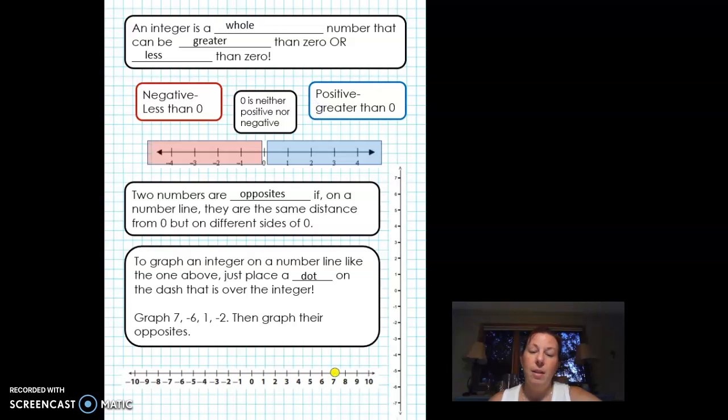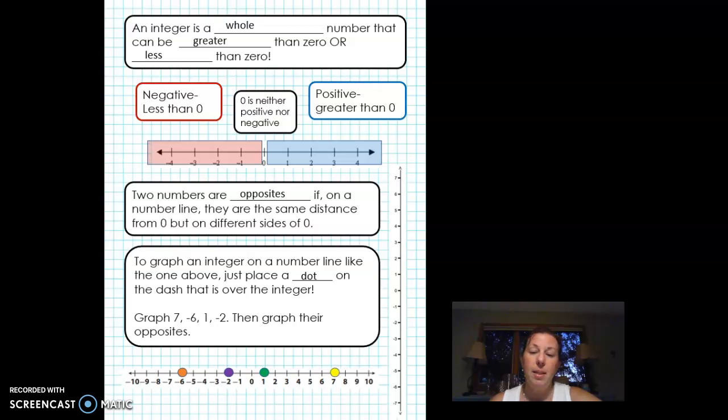So if you graph 7 on the number line, it is where this yellow dot has appeared. -6 is the orange. 1 is green. -2 is purple. Check to make sure your dots are in the same place.